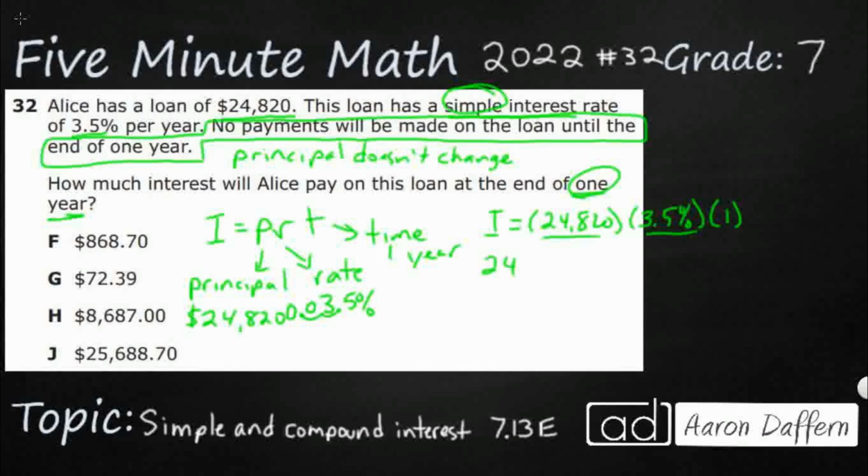So 24,820, let's drop the comma so we don't think it's a 1, times this 0.035. I'm not going to multiply by this 0. I just want to keep it in there because you have to keep track of how many digits are behind the decimal in the factor. In this case, I've got 3.